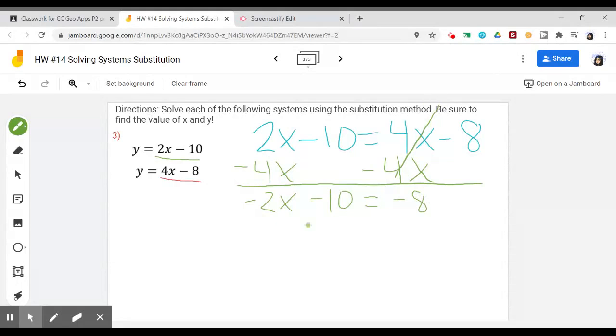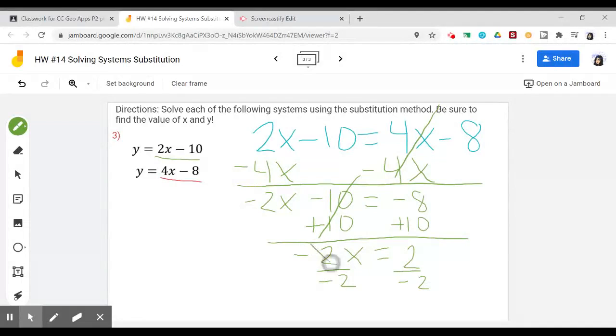I'm trying to get my x fully alone. So I have to move the 10 by doing the inverse operation. Opposite of negative 10 is adding 10. These will cancel. So now I get negative 2x is equal to 2. And to get x fully alone, I'm going to divide by negative 2 on both sides. This will cancel. And x is negative 1.